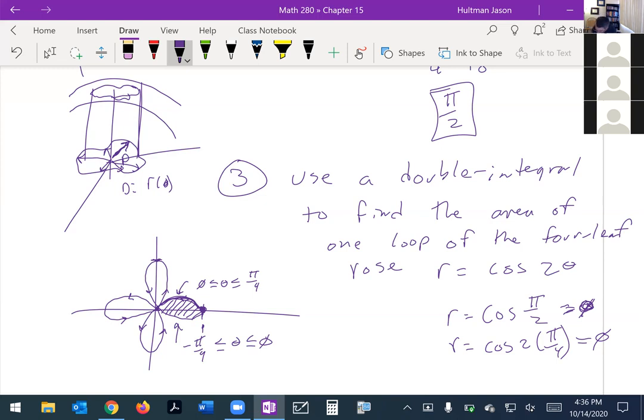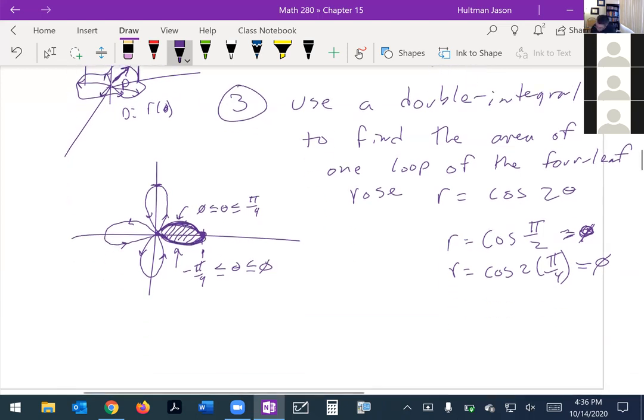So if I wanted to draw the whole petal, what would I do? I would go from theta of negative pi over 4 to pi over 4. So that gives me my d theta. Okay, what's r going from? What's r allowed to go from?